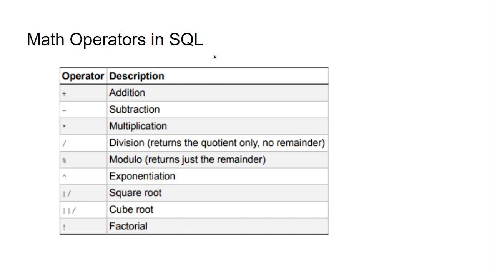Math operators in SQL. For math operators in SQL, we have addition, subtraction, asterisk which is multiplication, and slash which is division. It only returns the quotient and does not return the remainder, unlike say in Python, where we are able to return the decimal point. For SQL, it only returns the quotient. Modulo returns the remainder, and exponentiation has its own symbol. We have the square root, which is a slash, double slash, and then another slash for cube root, and then we have factorial, the exclamation mark.